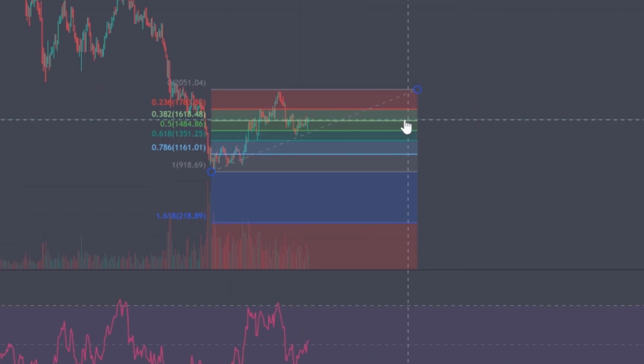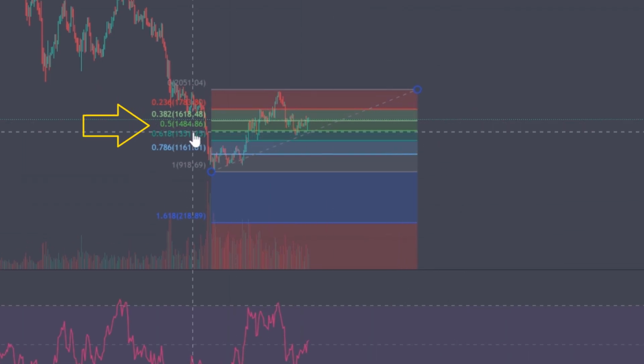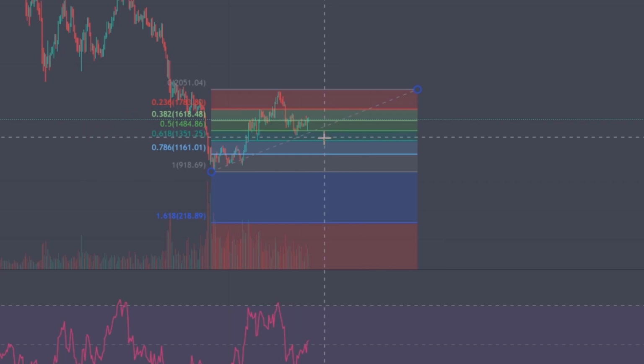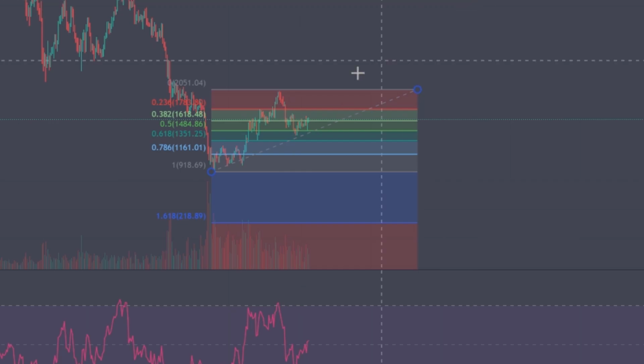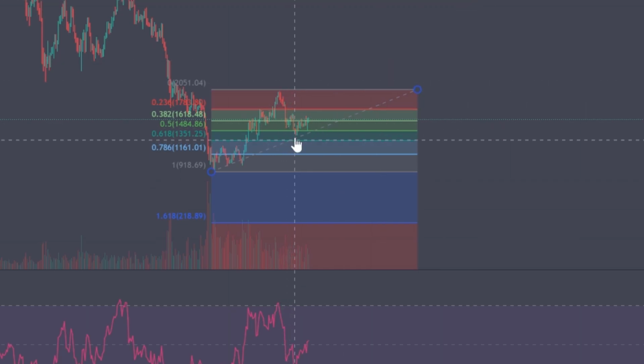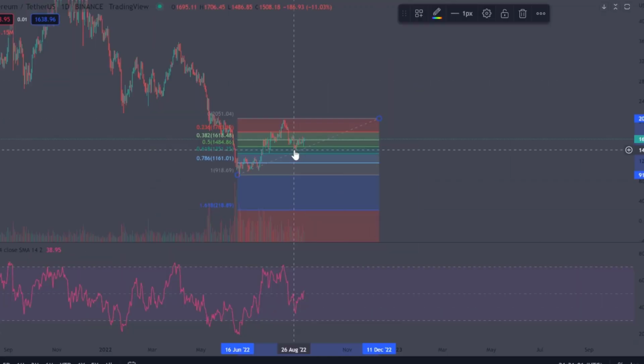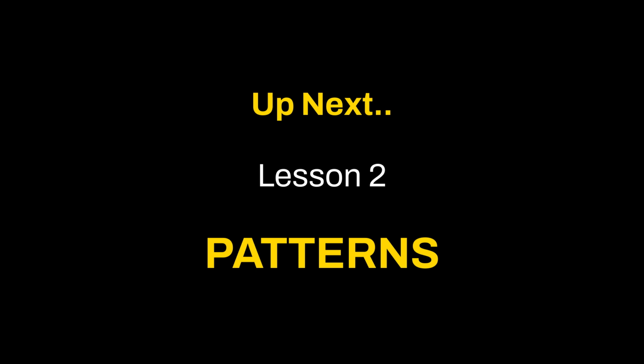So as you can see in this retracement, the 50% level is 1484, which is almost exactly where it retraced, and it's possible that ETH continues its uptrend. So we look at the 50% retracement level as a common point of retracement where you could add on to your longs so that you can make more money in the uptrend.